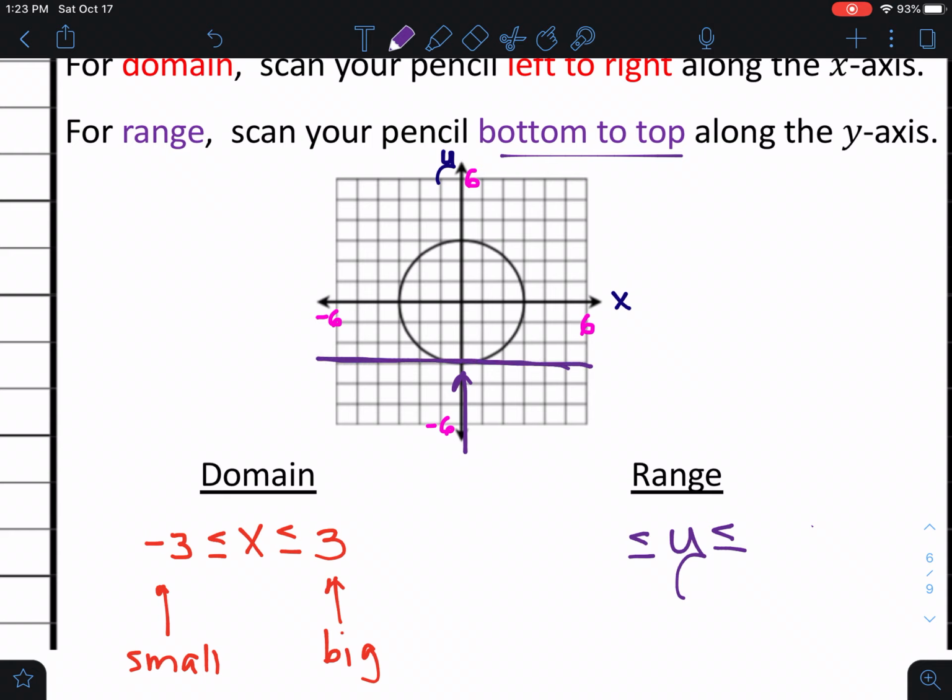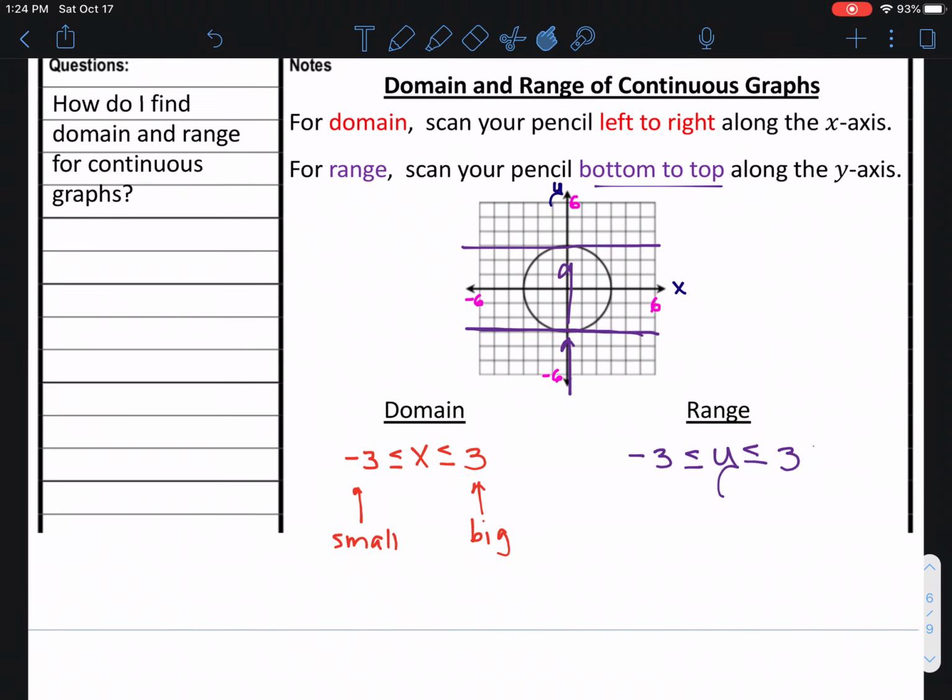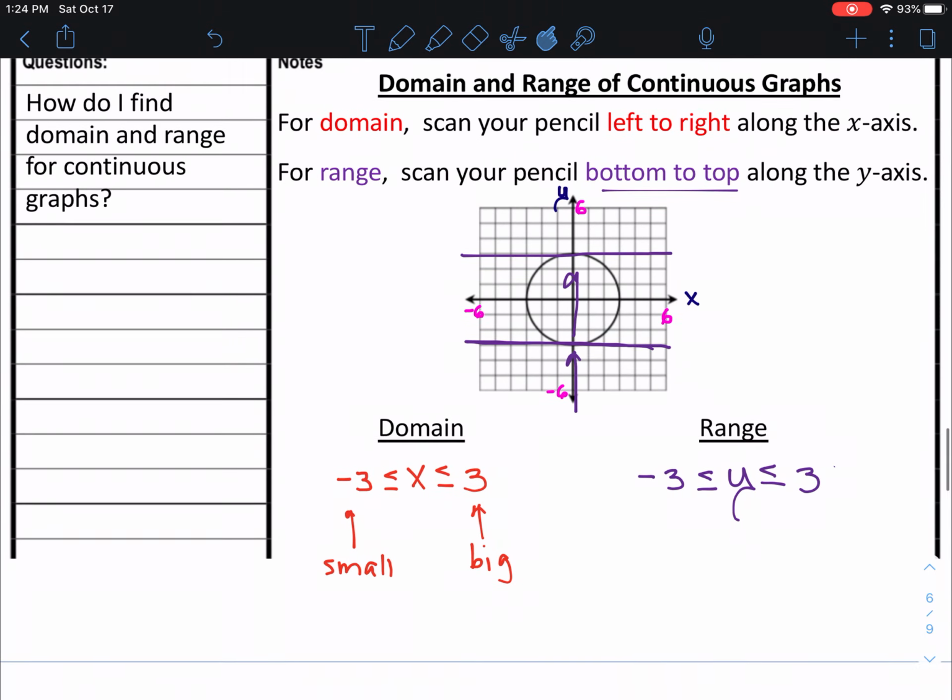And again, this is going to be our smaller number first. And then we keep going until we get to the end of the graph, and that's right here. That's positive 3. Okay, so we have just written the range and the domain for this continuous graph. All right, so now I'm going to show you some other weird things that can come up. We'll go through that. All right, let's take a look.